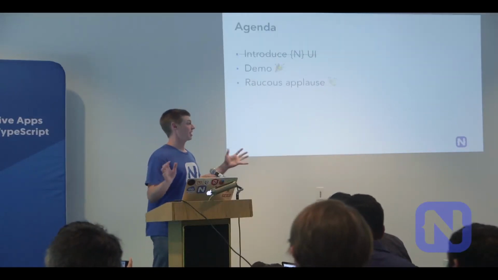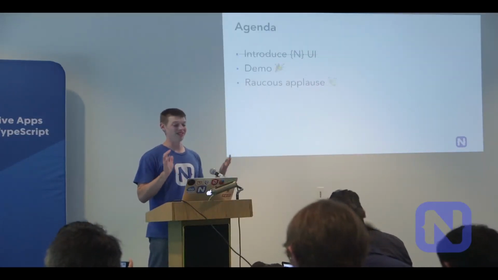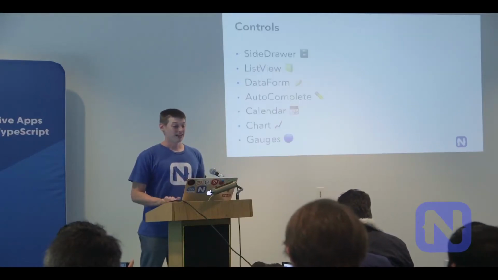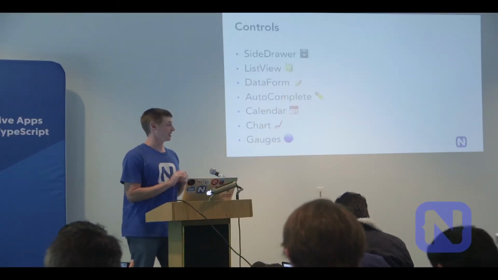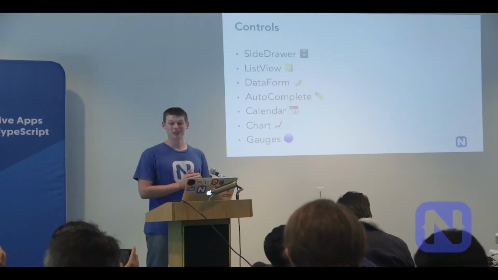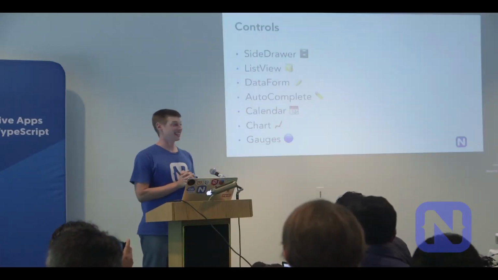So with that, I said I'd keep things really brief and that we'd spend the majority of our time doing a demo. The 7 controls that I'm going to demo, I've got them here for you. We've got a side drawer, a list view, a data form, an autocomplete, a calendar, a chart, and gauges.